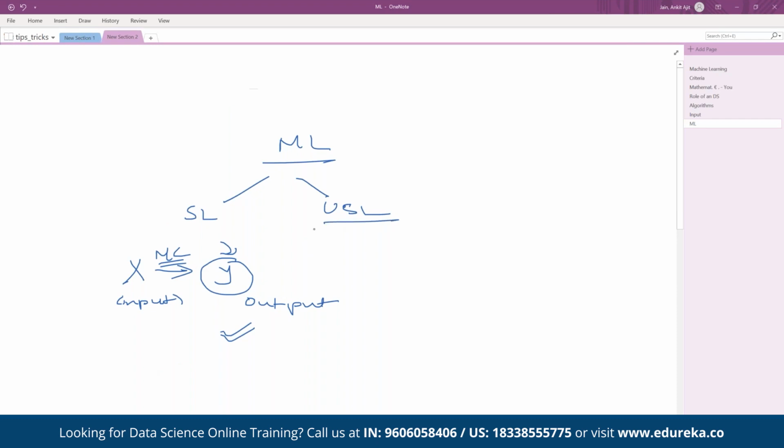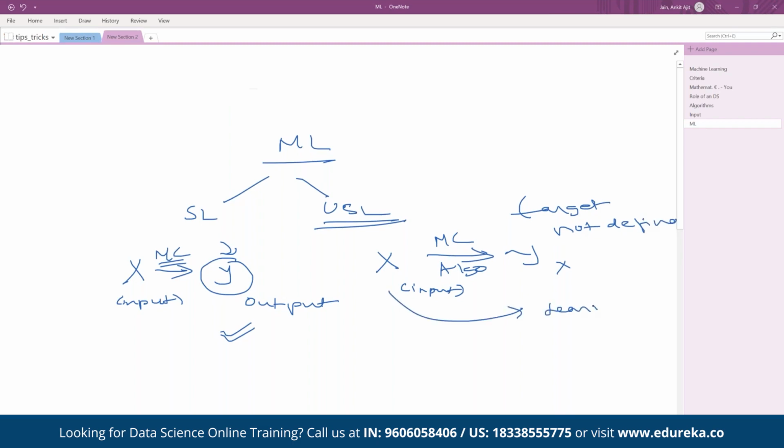And if you are feeding in X, that is your input data, into a machine learning algorithm, but you have not told it what Y you want, so the target is not defined, what will the machine do? The machine will automatically learn the pattern itself. In that case, it is known as unsupervised learning.